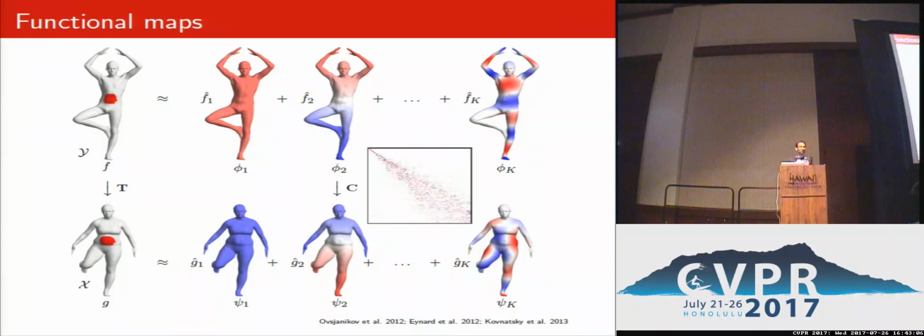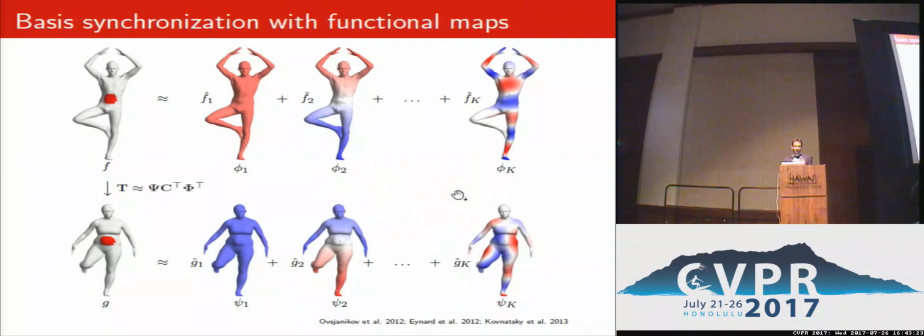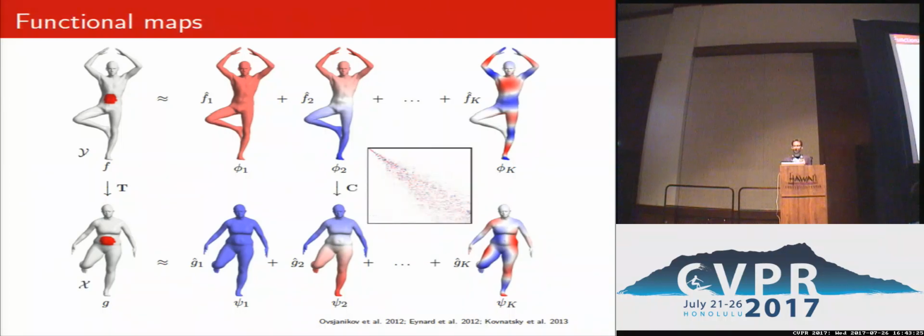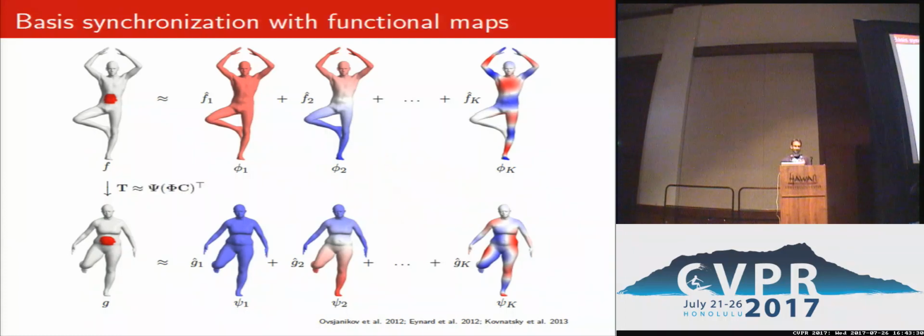Ideally, in the ideal world, it will be diagonal, because if we expect the shapes to be isometric, their eigenfunctions will be the same, maybe up to sign. In practice, because the shapes are non-isometric, it will have this funnel shape structure, because at high frequencies, the eigenvectors behave differently. So basically, this matrix C encodes the correspondence between shapes in the frequency domain.